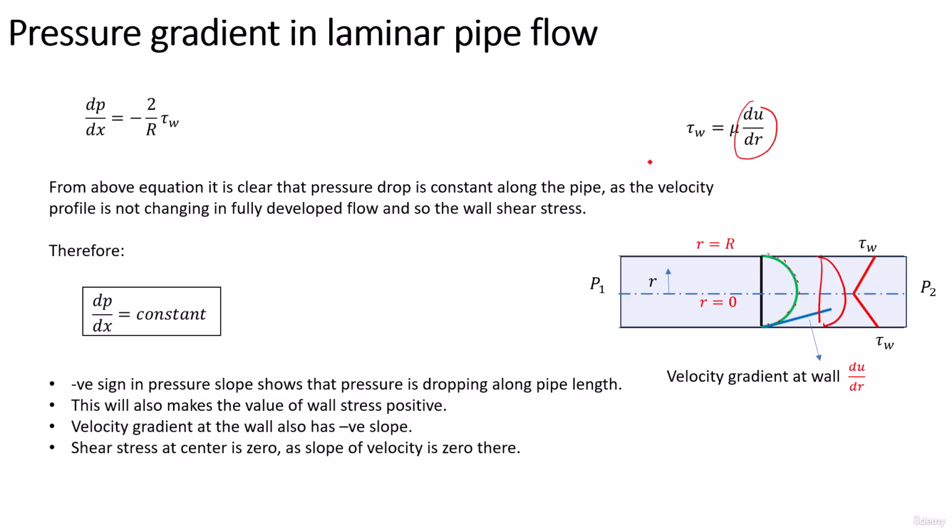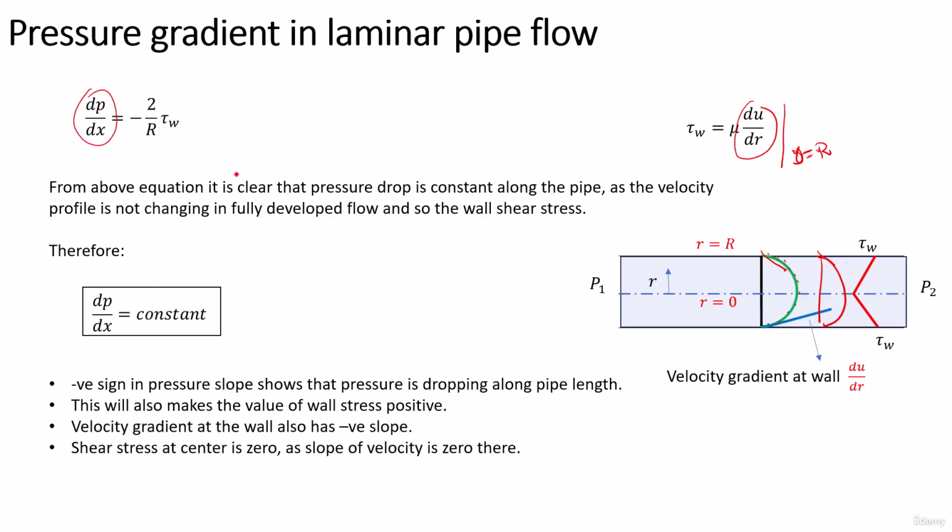So it means that the wall shear stress will also be constant, because at the wall, if I put y equal to 0 or r equal to R, at this point du/dr, this gradient, will remain the same, because the velocity is not changing from one point to the second point. So this means that the wall shear stress will be constant, and this means that dp/dx also is constant.